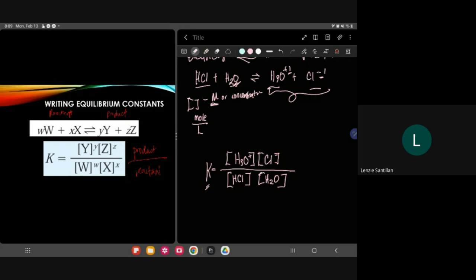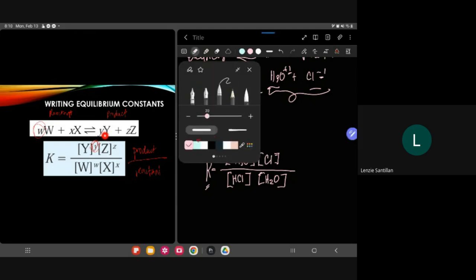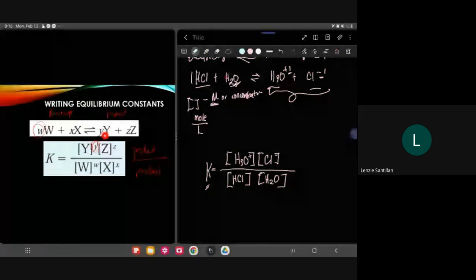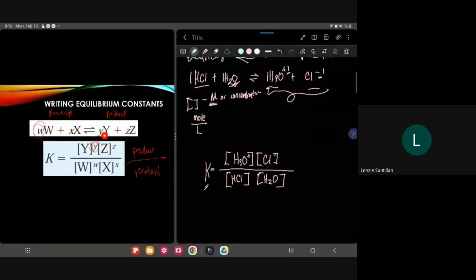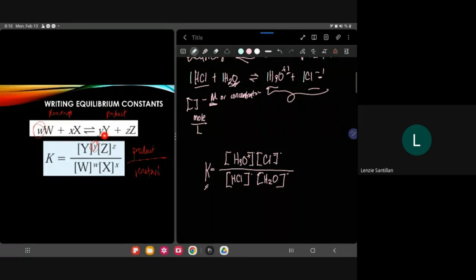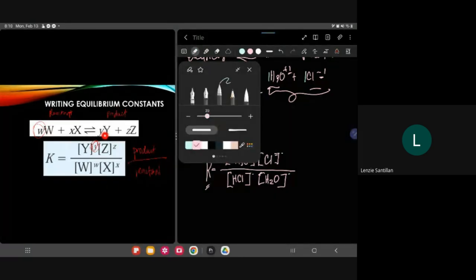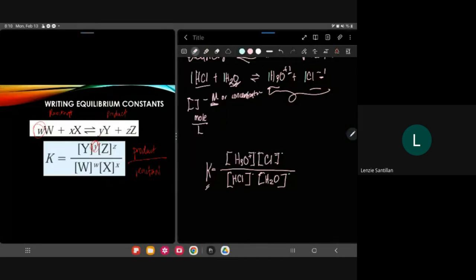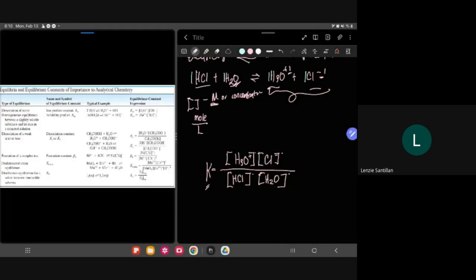Okay, where does the exponent come from? Guys, the exponent comes from your constant. But since our hydrochloric acid here is just 1, this one is just 1, this one is just 1, you don't have to put any exponent on any of the sides because it's just 1. So 1 raised to 1 is the number itself. Do you understand? Okay, so remember how to write this equilibrium constant.